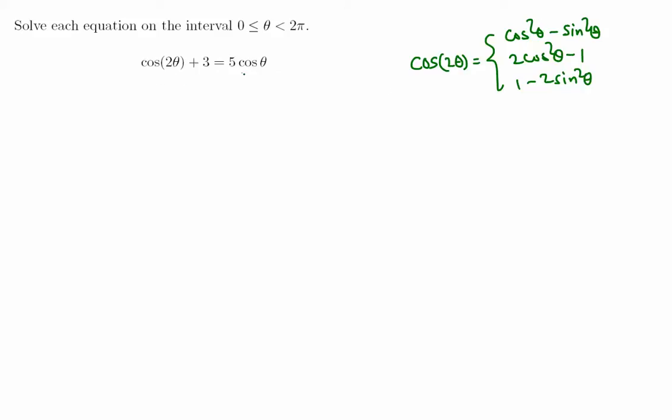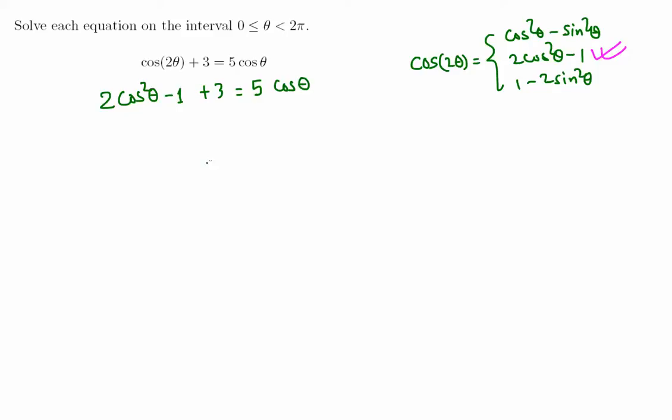One of our goals is to keep everything in terms of only one variable. So here is cosine theta. If we use the second one, then it will be easier because this one only has cosine. So let's go for that. Cosine 2 theta is 2 cosine squared theta minus 1, plus 3 equals 5 cosine theta.